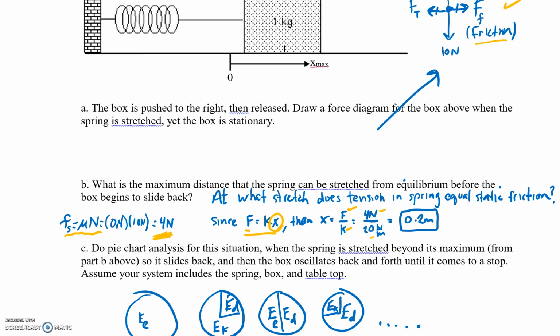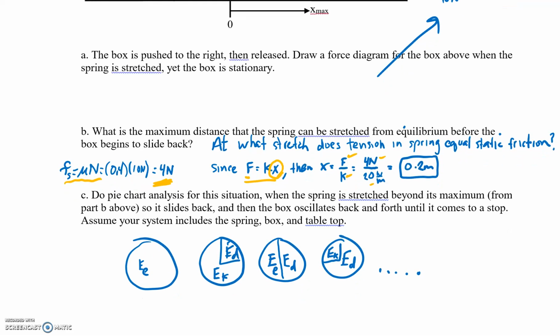And the last problem here is just a pie chart sequence that shows elastic potential energy becoming kinetic energy, back to elastic to kinetic, while the dissipated energy increases the whole time.